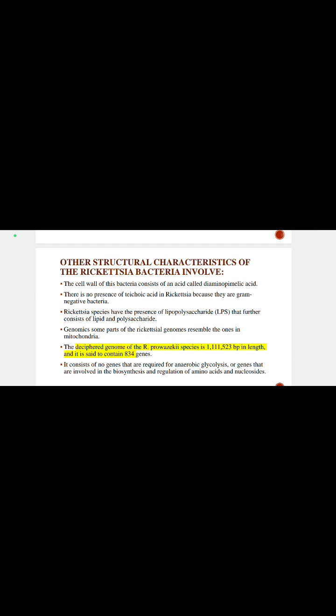Genomics. Some parts of the rickettsial genomes resemble the ones of mitochondria. The deciphered genome of the Rickettsia prowazekii species is 1,111,523 bp in length and it is said to contain 834 genes.